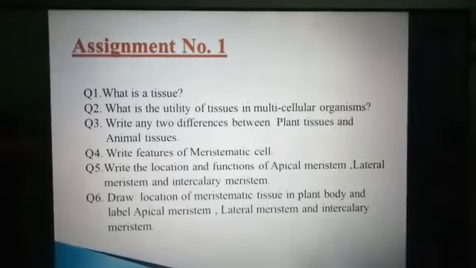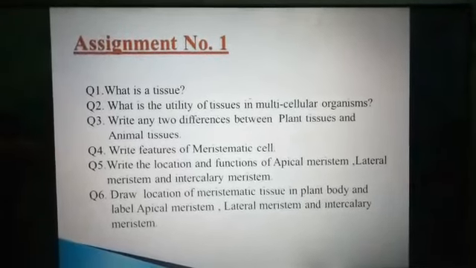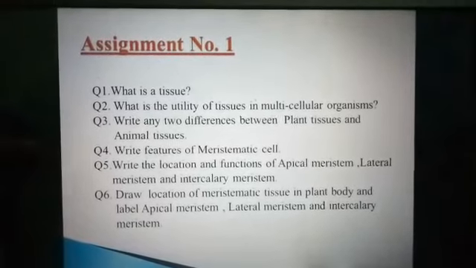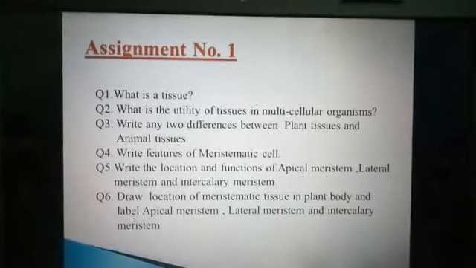And number 6 is about a diagram. Draw the location of meristematic tissues in a plant body and label apical meristem, lateral meristem, intercalary meristem. And this is all about your assignment number 1.